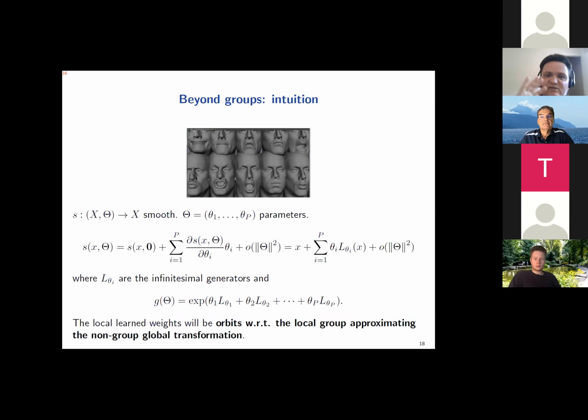This is my hand-waving intuition that I wanted to give you about how to generalize this. So the idea is, if you have a transformation of an object which does not have group structure, well, look locally enough and you will find it. That's the type of argument that I want to propose.